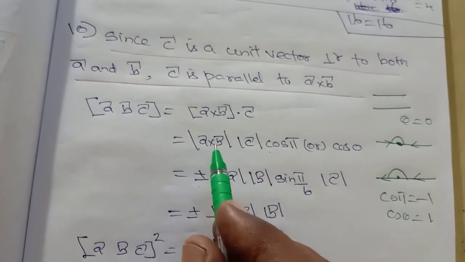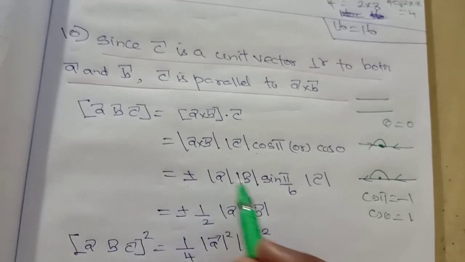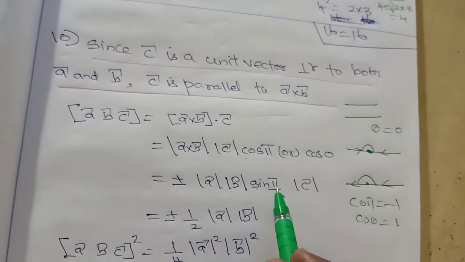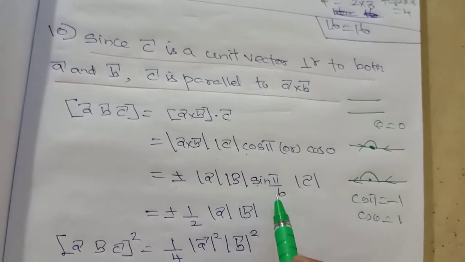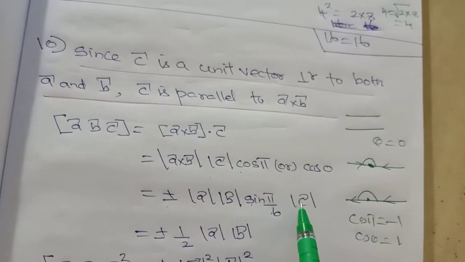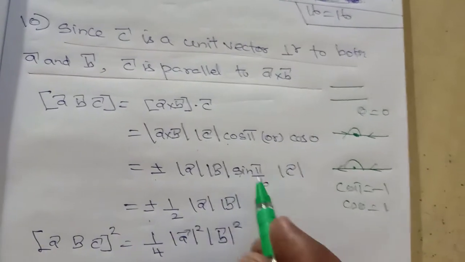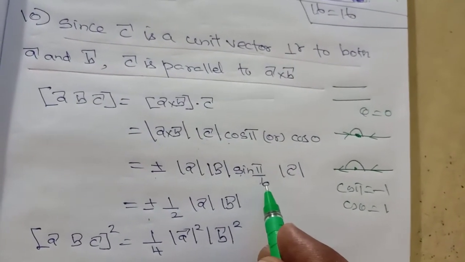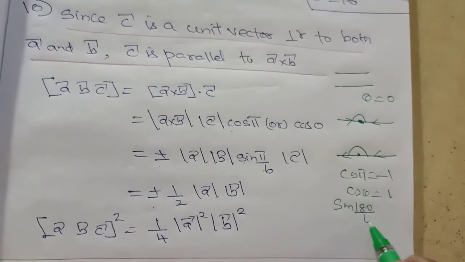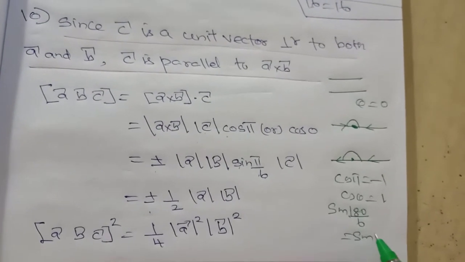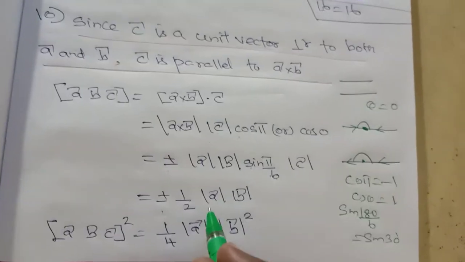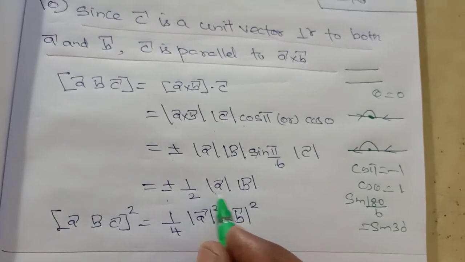What is the modulus of A cross B? Modulus of A, modulus of B, sin theta. What's the angle between these two? It's given as what? Pi by 6. So I can write it as sin pi by 6 into modulus of C bar. Correct? Therefore plus or minus. What is sin pi by 6? 180 by 6, sin 30. What is sin 30? 1 by 2. So plus or minus 1 by 2 into modulus of A vector into modulus of B vector.